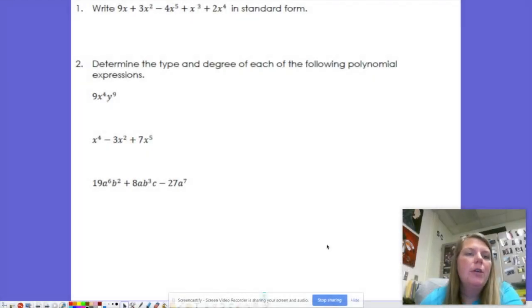All right, guys, so let's go ahead and look at section 1, topic 2, which is understanding polynomial expressions. So I'm going to go over a few questions from this section also.